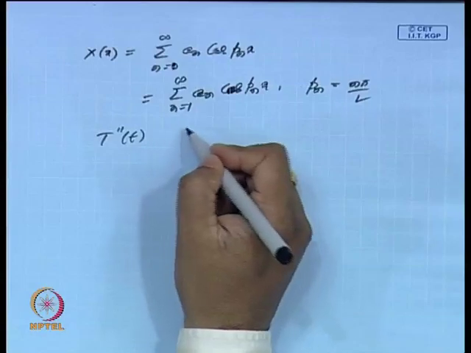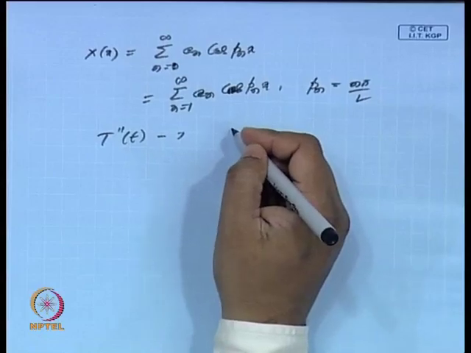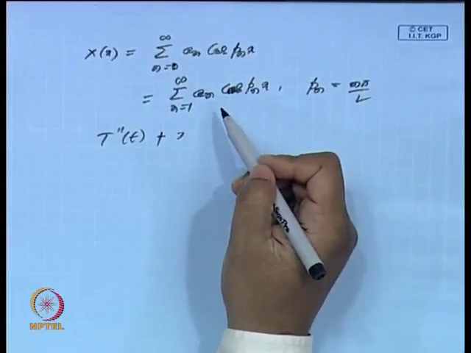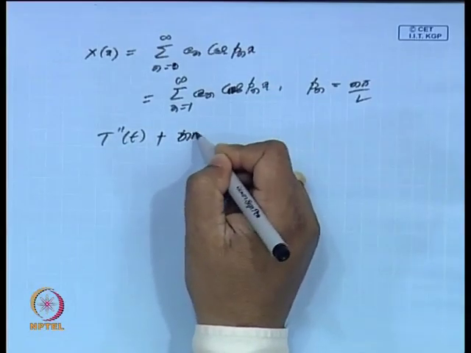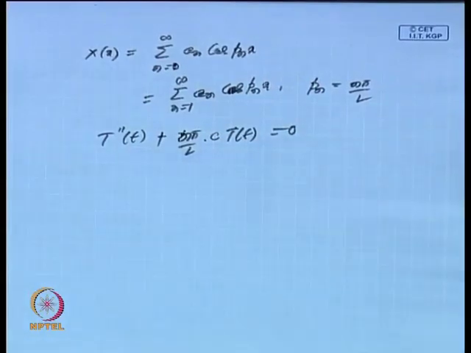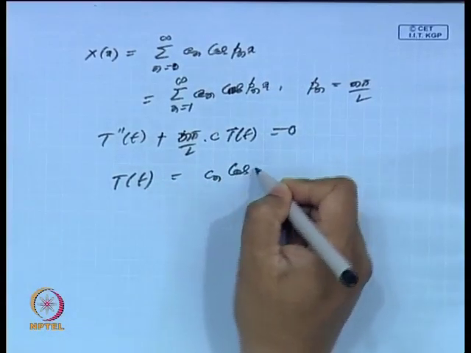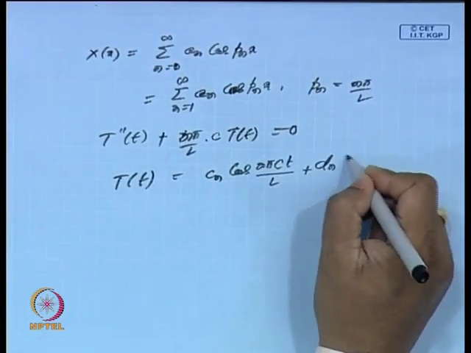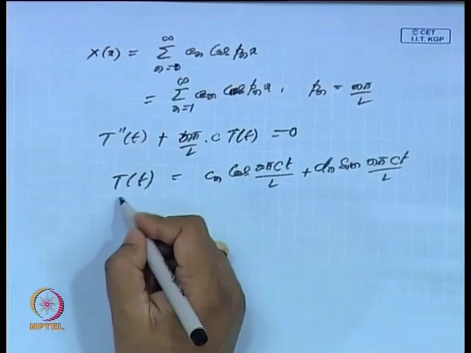I have T double dash t minus lambda, lambda is again minus p_n square, and that will give me plus lambda c square T, minus lambda plus lambda is n pi by L, p_n, n pi by L into c, into T(t) = 0, and that gives me that T(t), the solution is, I can also call it cos n pi c t by L plus d_n sin n pi c t by L. So, then this I can call T_n.